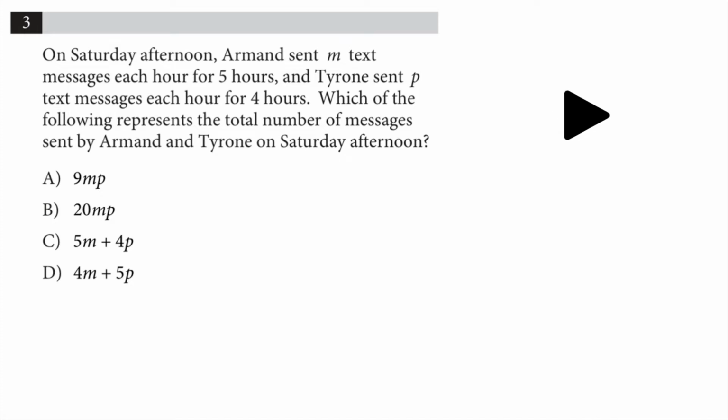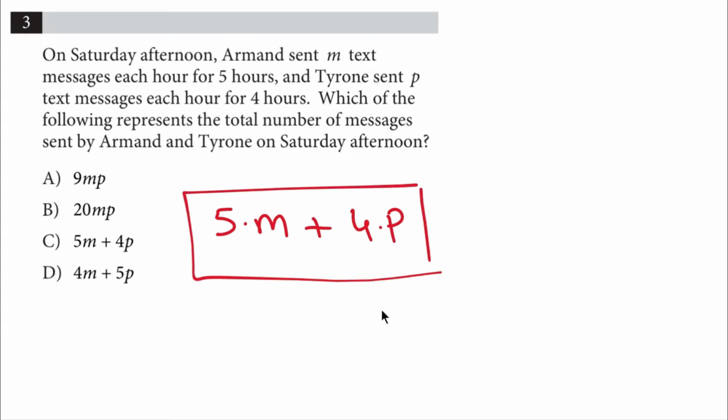On Saturday afternoon, Armand sent M text messages each hour for 5 hours, and Tyrone sent P text messages each hour for 4 hours. Which of the following represents the total number of messages sent by Armand and Tyrone on Saturday afternoon? Well, we know that Armand sent M messages for 5 hours, so let's multiply 5 times M. This will give the amount of messages Armand sent. Now let's see how many messages Tyrone sent. He sent P messages each hour for 4 hours. So we need to sum the total by 4 times P. And this will give us the total amount of messages these guys sent over that day. Therefore, the answer is C.